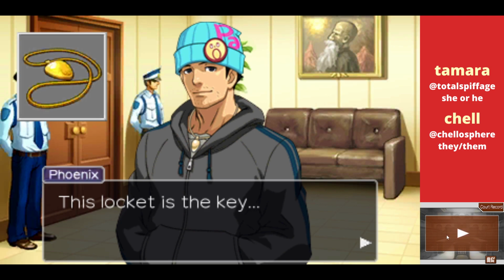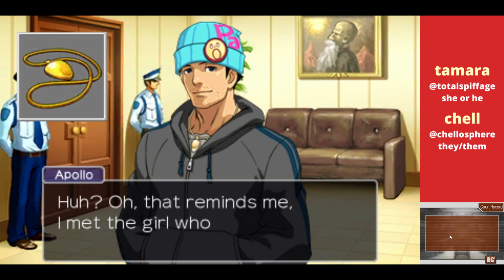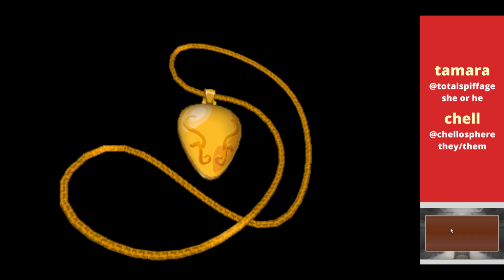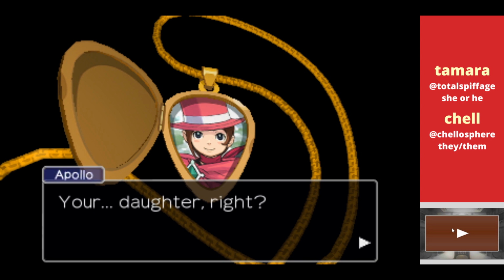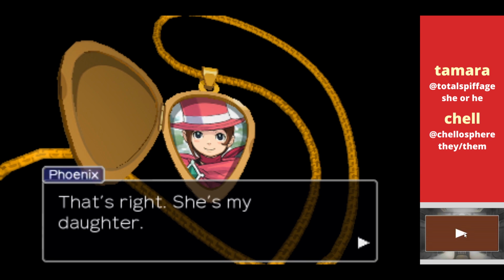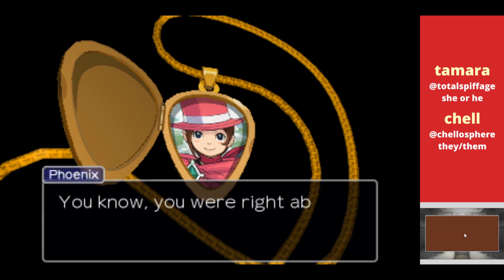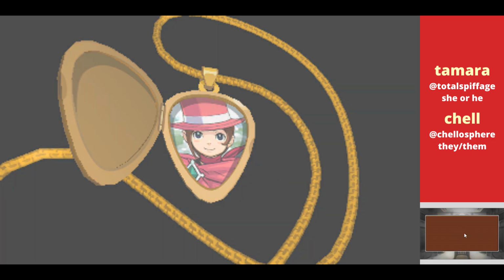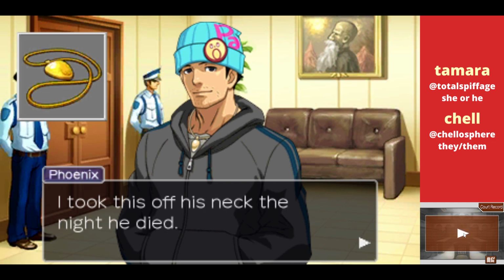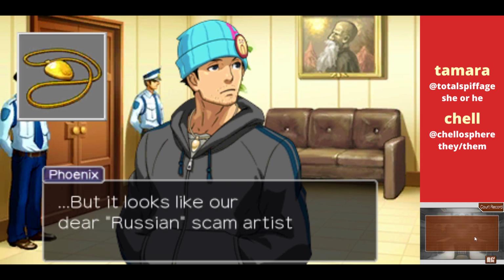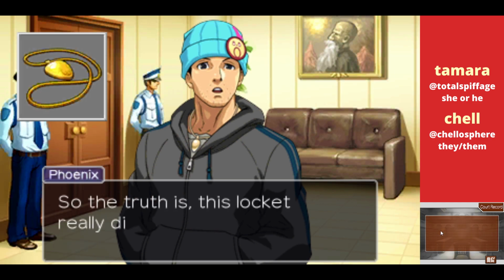This locket is the key. Huh? Oh, that reminds me that I met the girl whose picture is in your locket. You know, your daughter. Your daughter, right? That's right, she's my daughter. You know, you were right about this locket. I took this off the neck the night he died. But it looks like our dear Russian scam artist saw me. So the truth is, this locket really did belong to him.